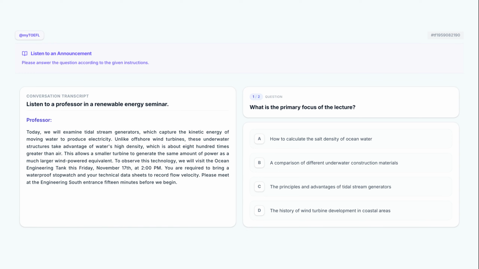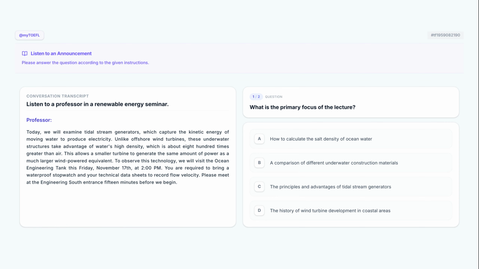Listen to a professor in a renewable energy seminar. Today we will examine tidal stream generators, which capture the kinetic energy of moving water to produce electricity. Unlike offshore wind turbines, these underwater structures take advantage of water's high density, which is about 800 times greater than air. They allow a smaller turbine to generate the same amount of power as a much larger wind-powered equivalent.